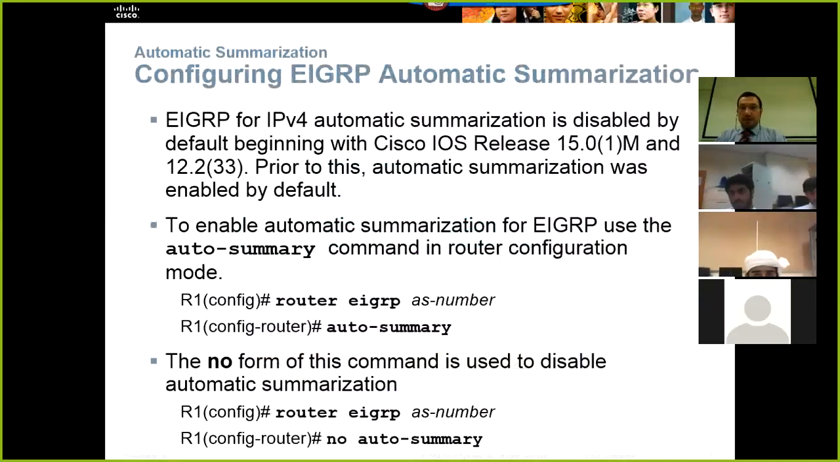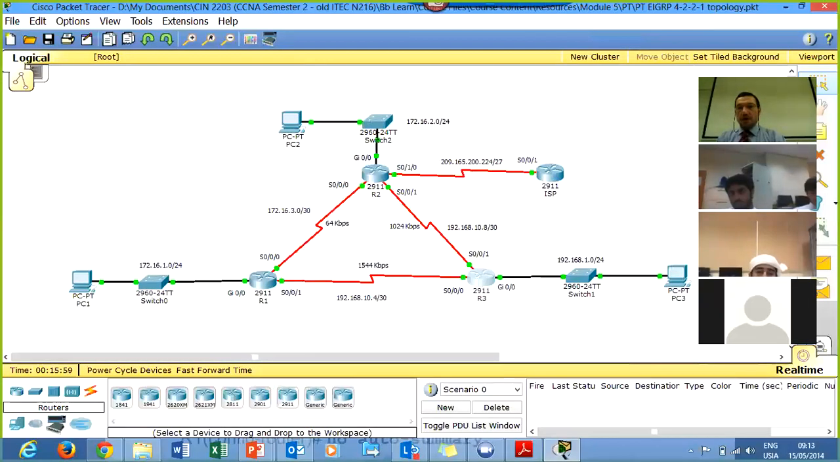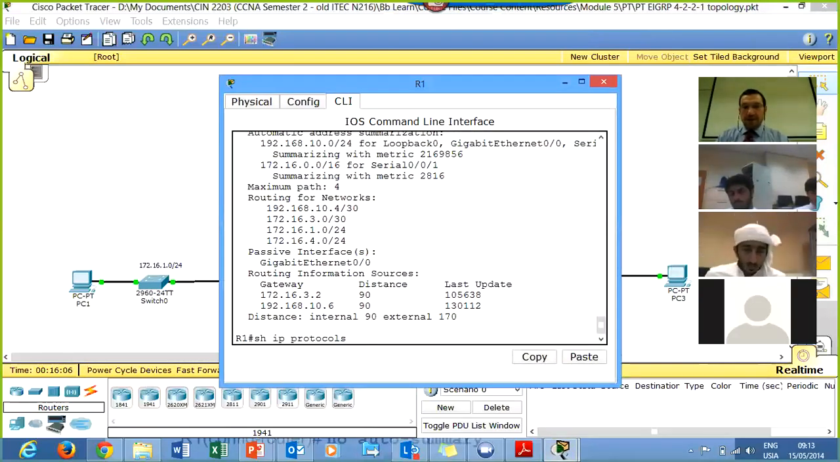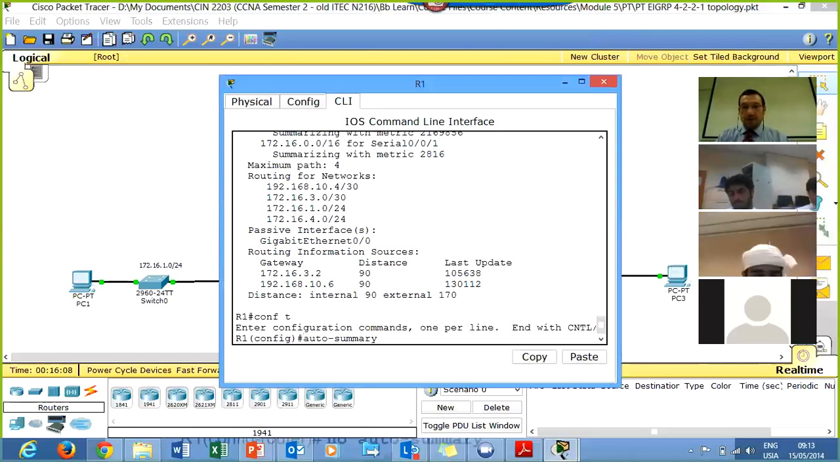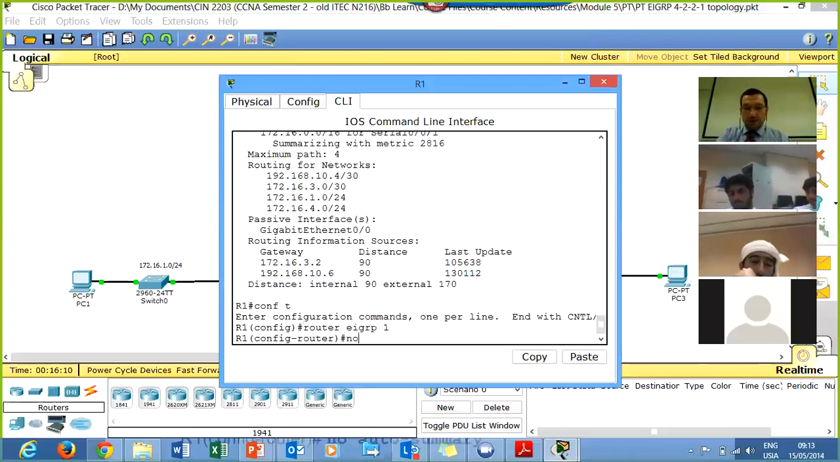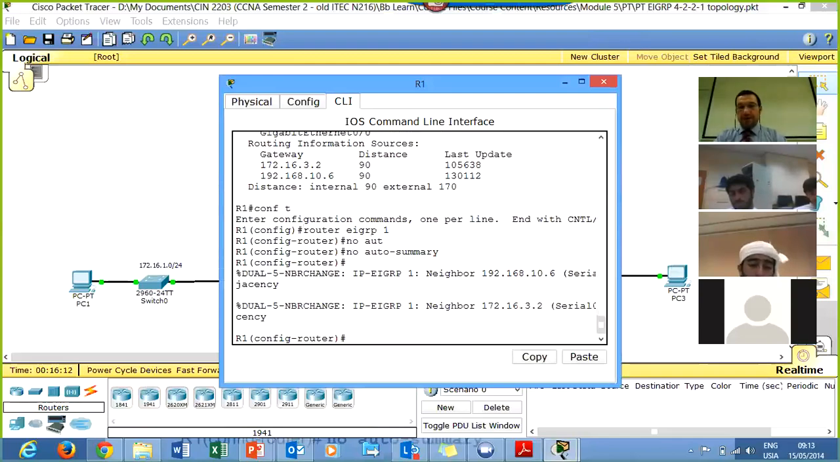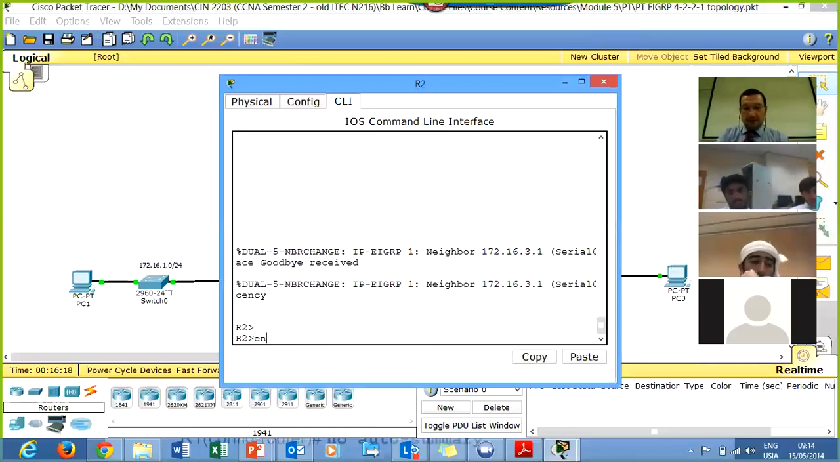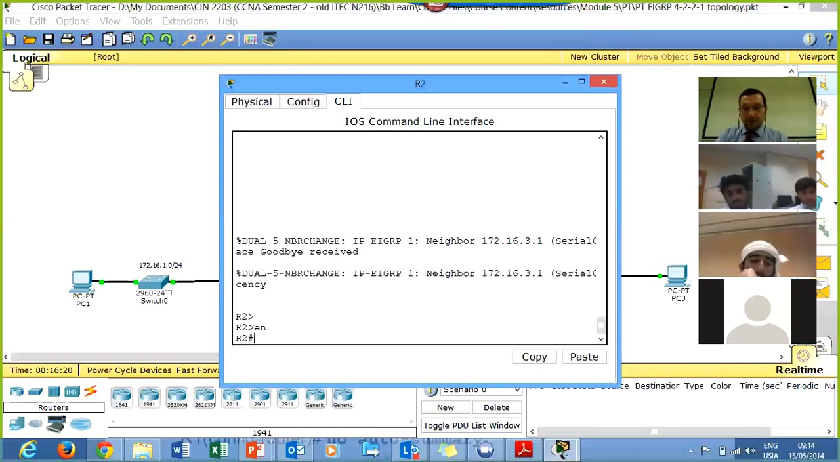So what do we need to do as a solution? We need to do no auto summary. So let's go back here now. And now if I change the behavior here to no auto summary, and I go back to R2 and I say also no auto summary.